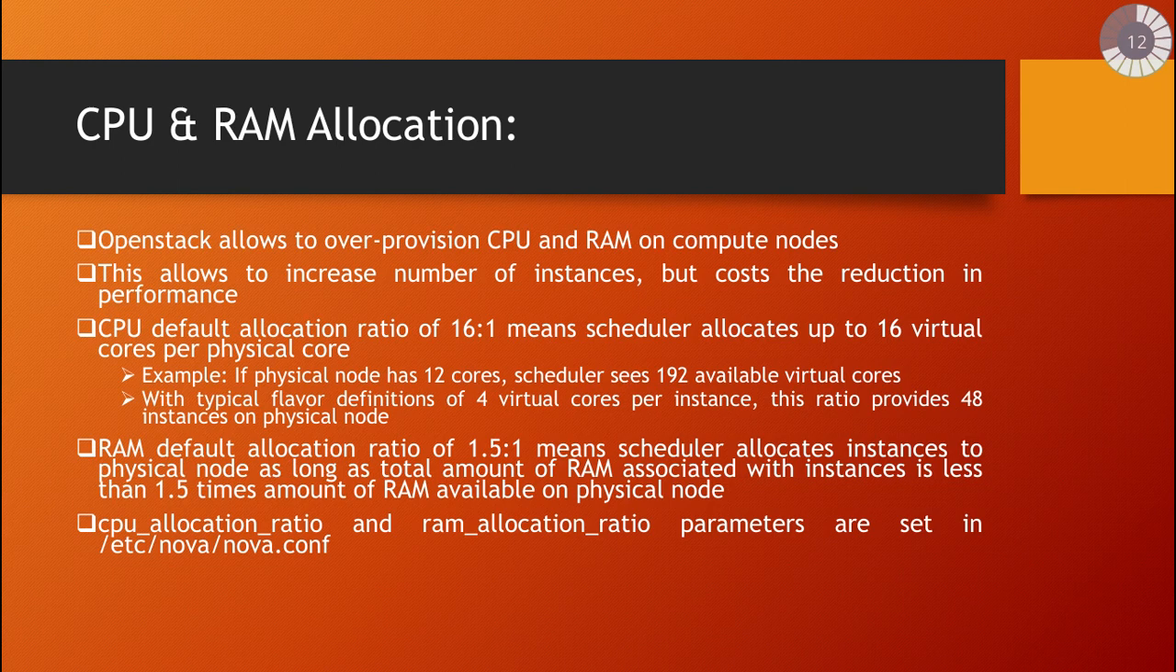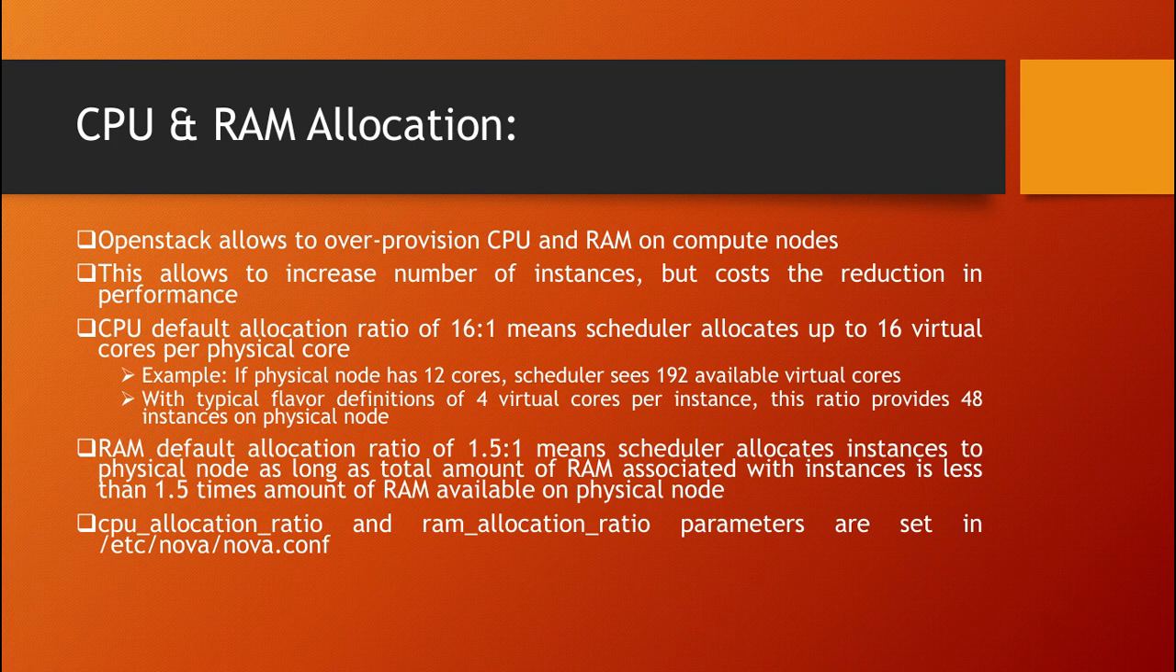And then CPU and RAM allocation. In OpenStack it allows you to over-provision CPU and RAM for the instances on your compute nodes. This enables us to have an increased number of instances, but one thing you need to remember: when you go for a higher number of instances you may face performance issues inside your OpenStack platform, because this puts overload on your CPU and RAM, which can in turn impact the performance.